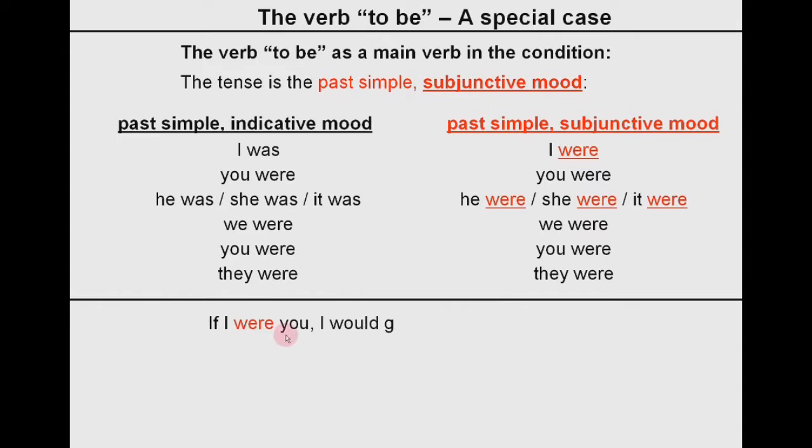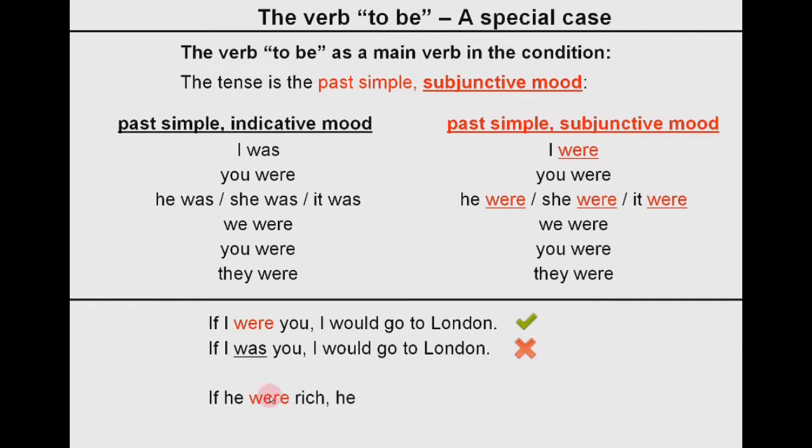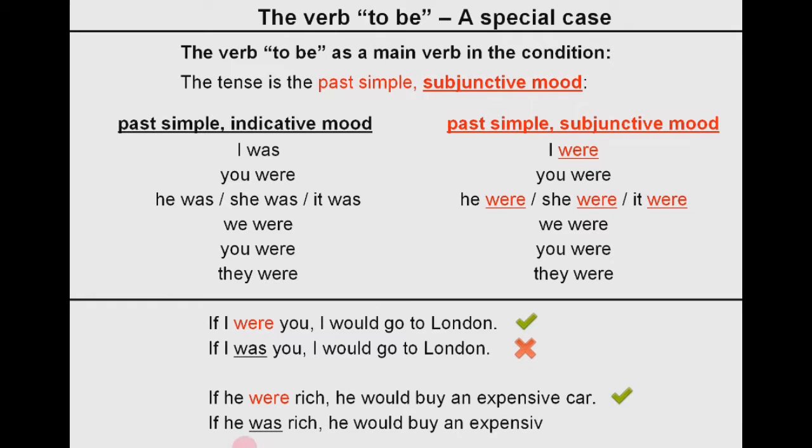Example. If I were you, I would go to London. And this is correct because we are using the past simple subjunctive mood. But this is wrong: if I was you, I would go to London. Okay, because here we have used the indicative mood, the normal past simple. But that is wrong for the second conditional. If he were rich, he would buy an expensive car. That is correct. And that is wrong: if he was rich, he would buy an expensive car. So this is correct, but this would be wrong. This is an exception for the verb to be.